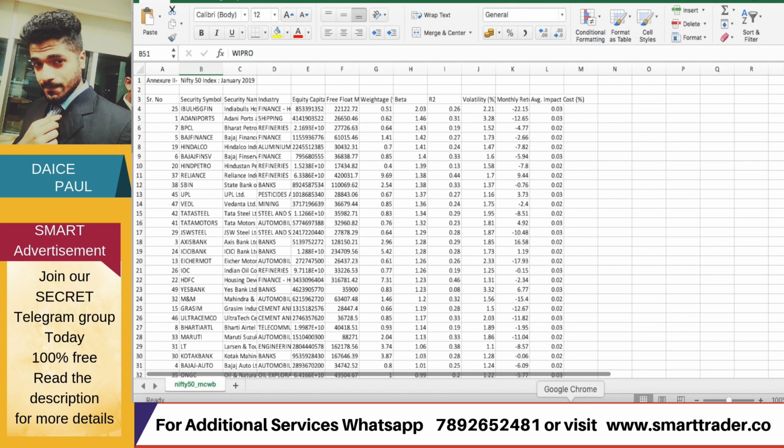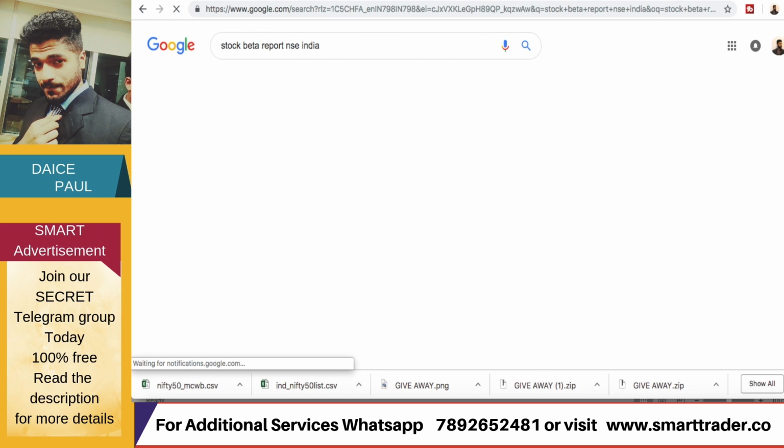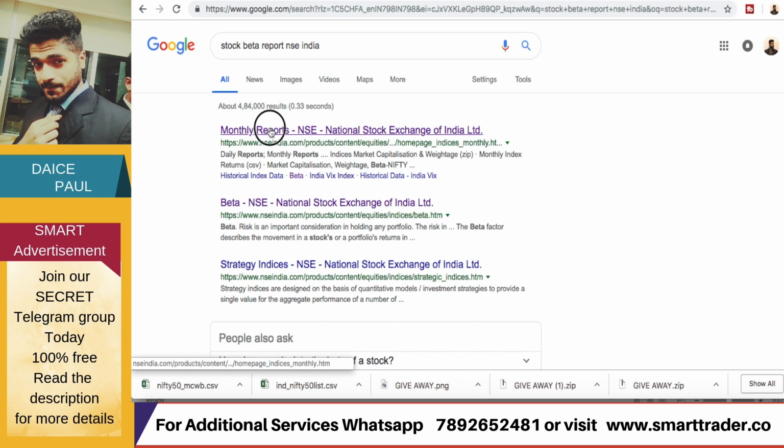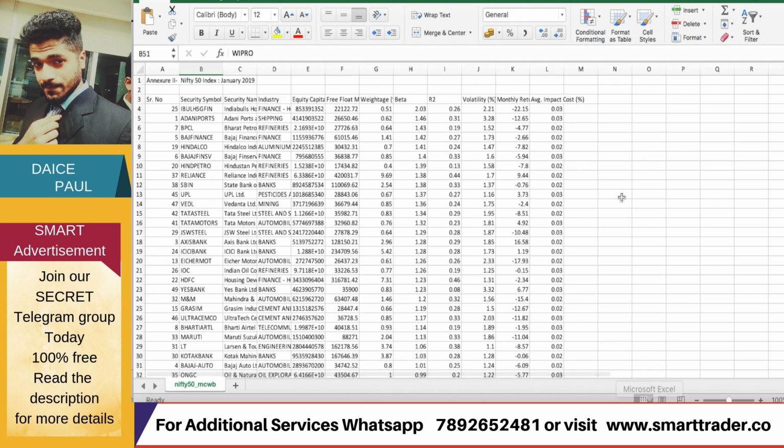And how do you download this? Just go to your browser and type stock beta report NSE India. When you type that, you will get monthly reports. Click on that. In monthly reports, you have something called market capitalization weightage beta Nifty 50, not Nifty Next 50, Nifty 50. When you click that, it will download with one click, and it will open in an Excel sheet, and you will get the list of stocks, and you can decide which stocks you want.